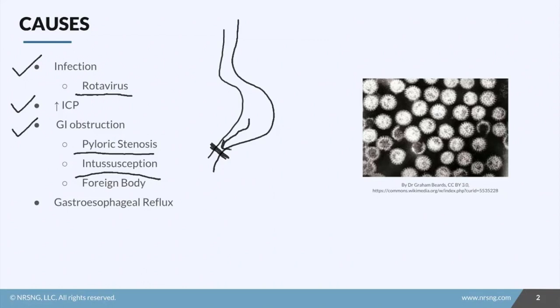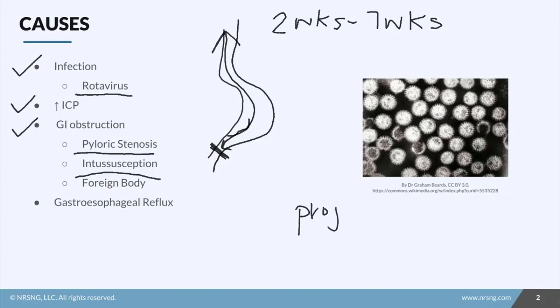And when that happens, you have infants who are feeding, and that food is coming right back up in what we would call projectile vomiting. The reason for that, again, is the food just can't go down. It can't pass through the stomach. And this usually happens for infants who are 2 weeks old through to 7 weeks. So it's a pretty specific and small age range, but that's the age range that we would expect to see the diagnosis of pyloric stenosis. And again, it's related with that projectile vomiting.